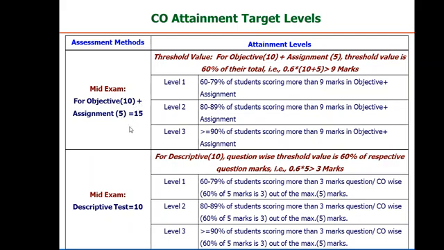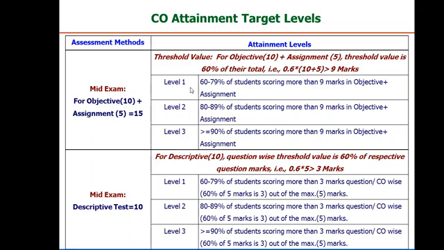So out of 15 marks, for objective 10 plus assignment 5, the threshold value is defined by considering 60% of the total. So out of 15, 60 percent: 10 plus 5, 15 into 60 percent, so we get 9. So greater than 9 marks. By keeping this threshold value, we check how many students secured greater than 9 marks. Based on that, the levels are defined.